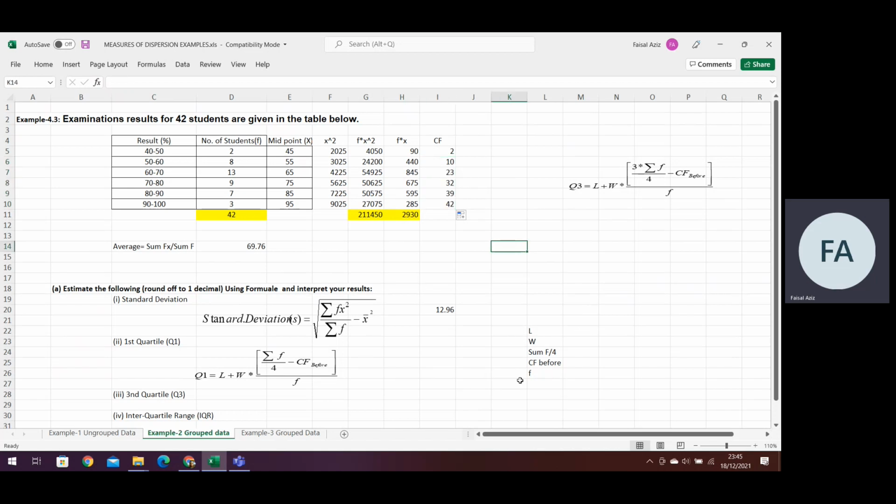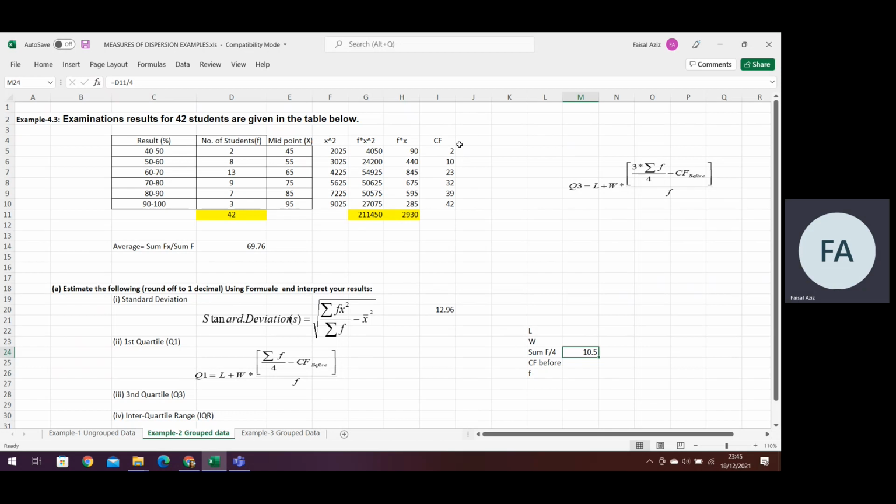Okay, so how to get this quartile class? This is very important. As you can see, the quartile class we can identify by dividing the sum of frequency by 4. You can see that the frequency sum we are having is 42, and if we divide it by 4, we will get the answer 10.5. Now what we can do, we will search this number in the CF column.